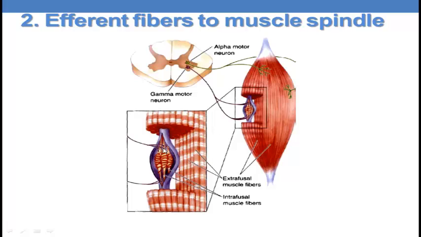Can you see here? Yes, the peripheral contractile part. So the fibers in violet are motor nerves, or gamma motor neurons, that come from the spinal cord and innervate the peripheral contractile part of the muscle spindle. And the red fibers are the sensory fibers which supply the central receptor part of the muscle spindle.